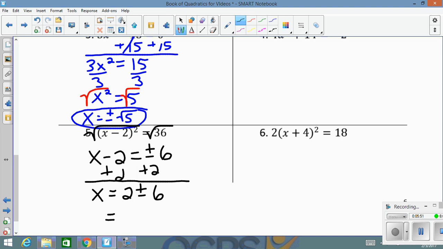Then I'm going to do those two problems. 2 plus 6 is 8. 2 minus 6 is negative 4. So again, the 8 is coming from doing 2 plus 6, and the negative 4 is coming from doing 2 minus 6. Again, we'll plug in and check it together tomorrow.